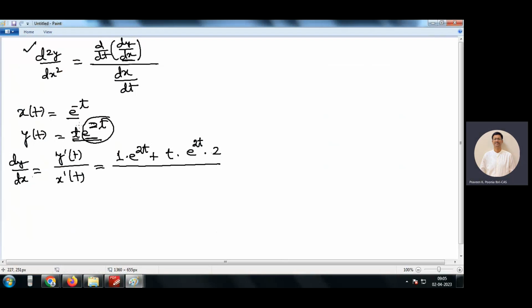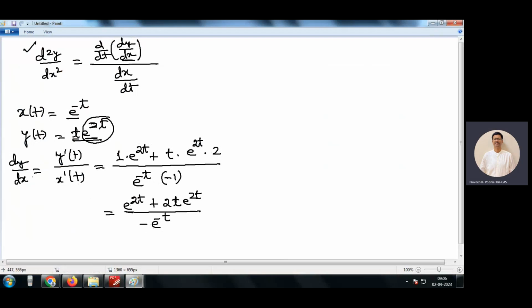Now find the derivative of x(t), x prime t. The answer is same, e to the power minus t, but you need to find the derivative of minus t also. Minus t is minus 1. So actually what is the answer? It is 2t e to the power 2t upon minus e to the power minus t.